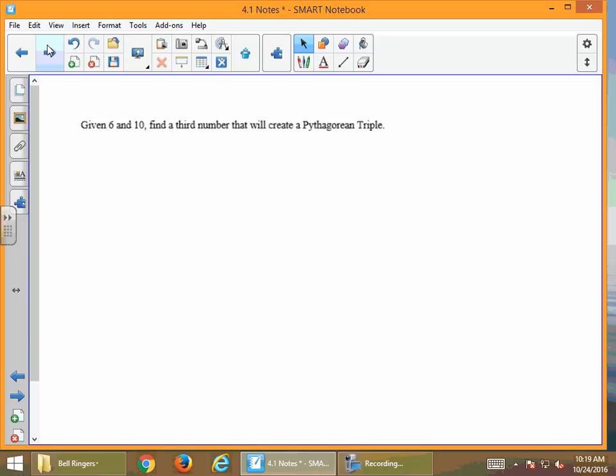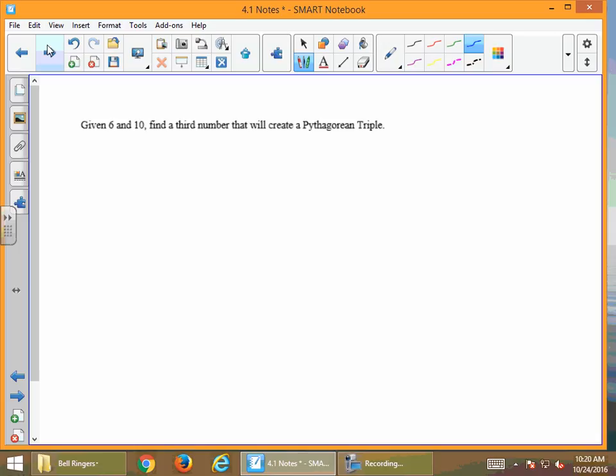Maybe we don't have a right triangle. But since we're saying Pythagorean triple, we probably are. So here's what I'm going to do first. I'm going to say that this is A and B, and I'm looking for C. I want to see if this is balanced. So I'm going to plug it into the formula to find the C value, to see if that's it.